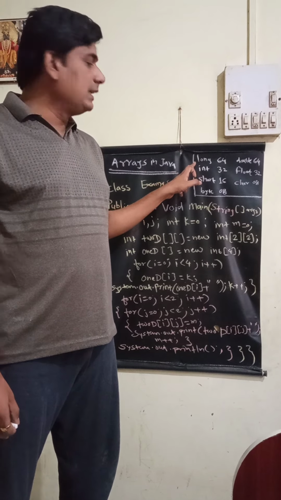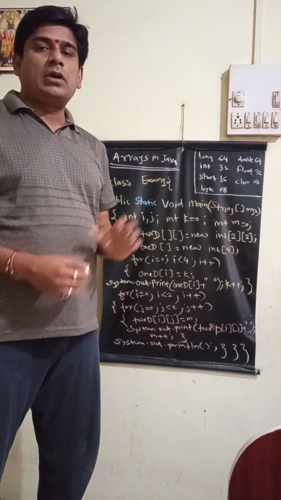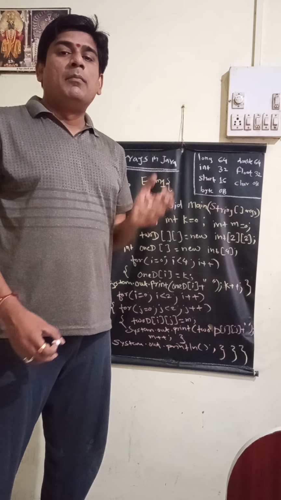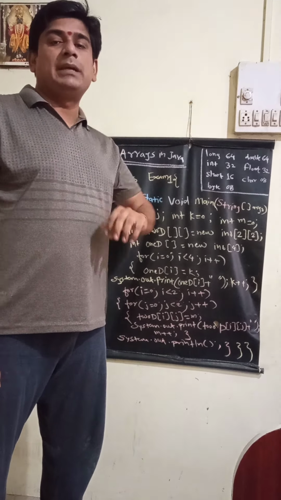Now, what is an array? An array is a collection of variables of the same type. We can store multiple values of the same data type in the array, and we can access these multiple values from only a single name. So that is the use of an array. Basically, arrays are of two types in Java: one-dimensional array and multi-dimensional array.